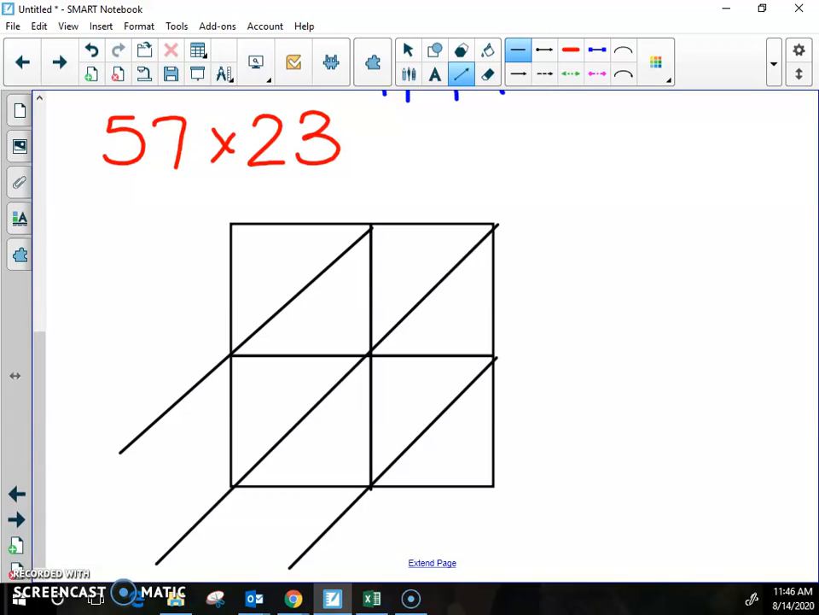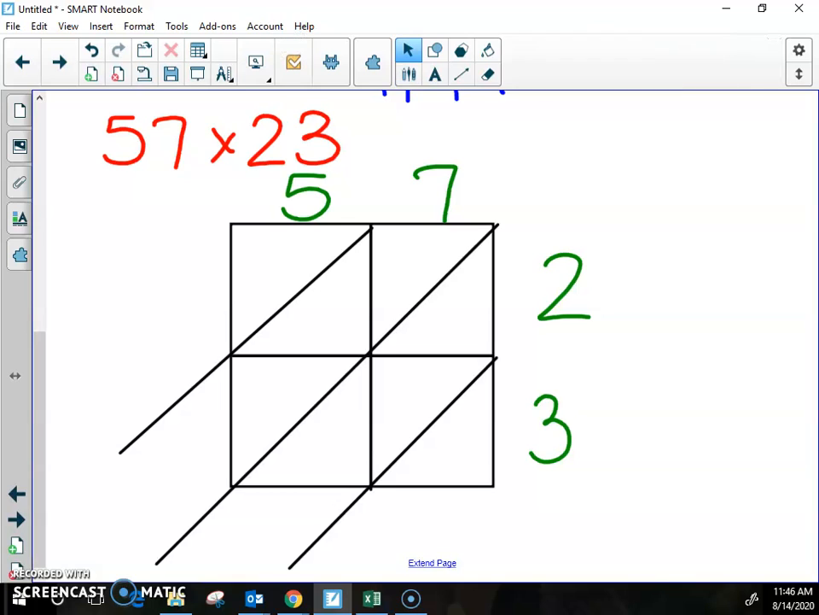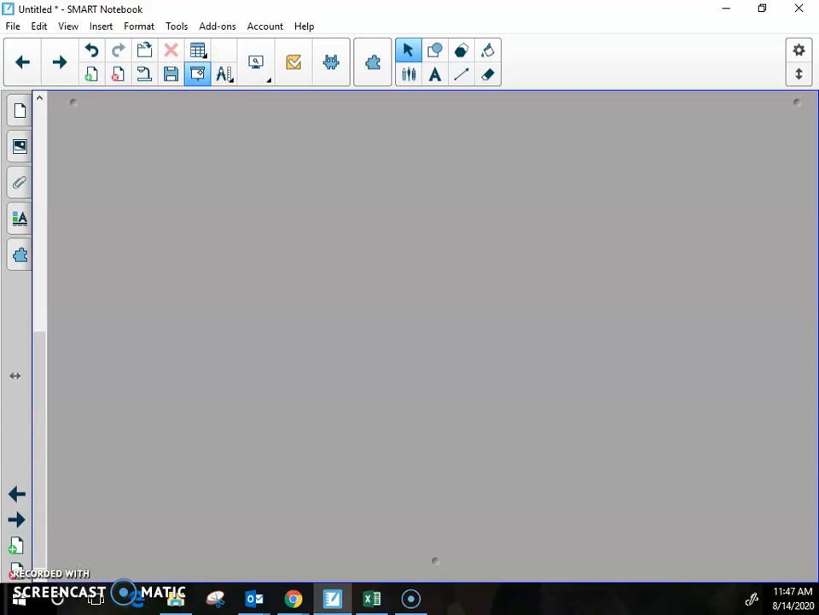Okay. So now we need to write our problem around the outside of the box. So we have the 5 and the 7 and the 2 and the 3. 57 times 23. The 3 needs to be beside the box. That's what we're going to be multiplying with. Okay? So now, I'm going to use my shade here.